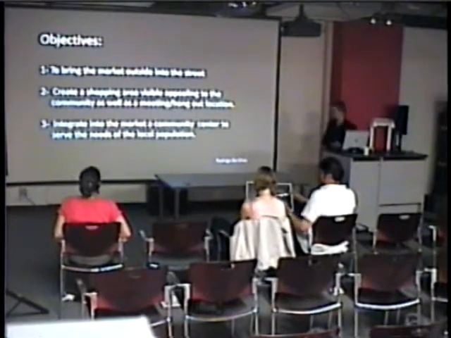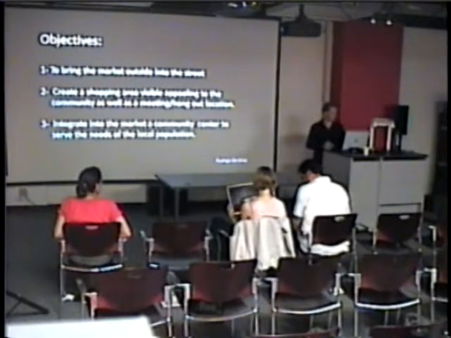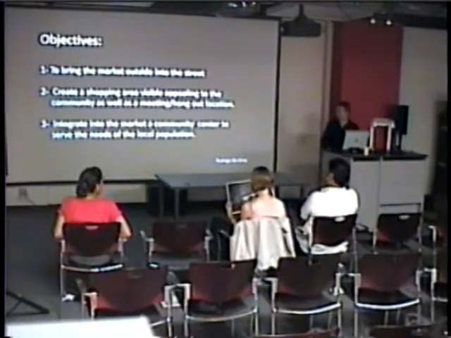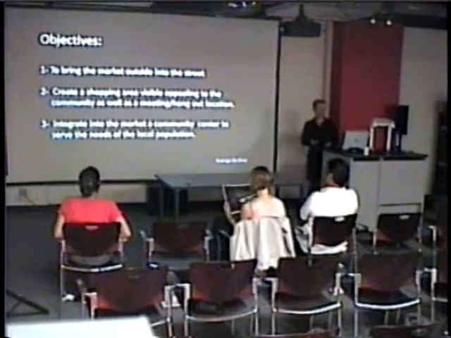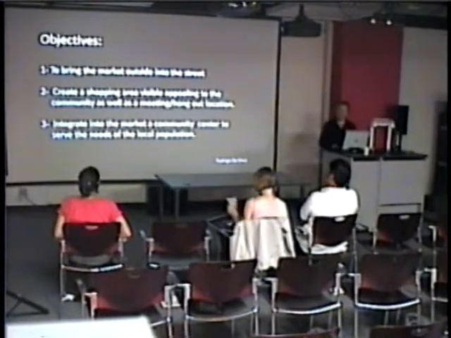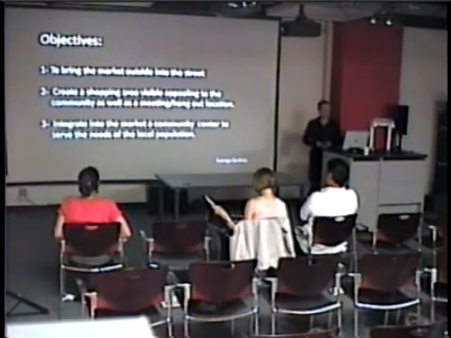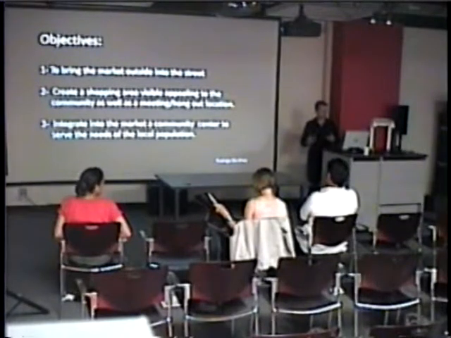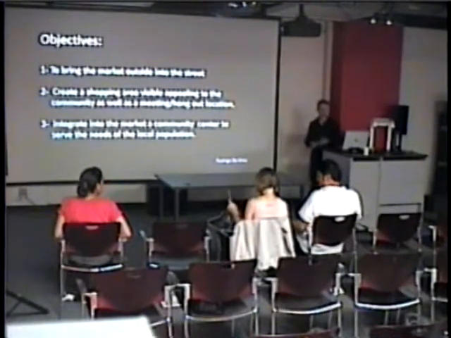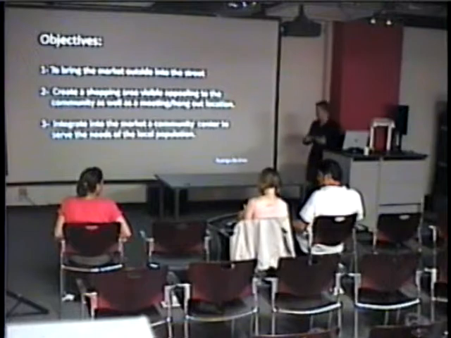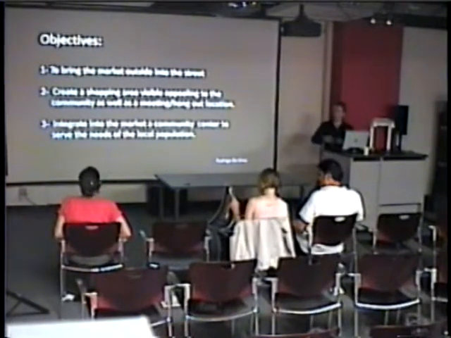With that said, I just created my objectives for the market. Well, first of all, I need to bring the market outside into the street so people can see it and be attracted to it. And then next, I need to create a shopping area visible and appealing to the community, as well as a sort of meeting, hangout location people can go in.